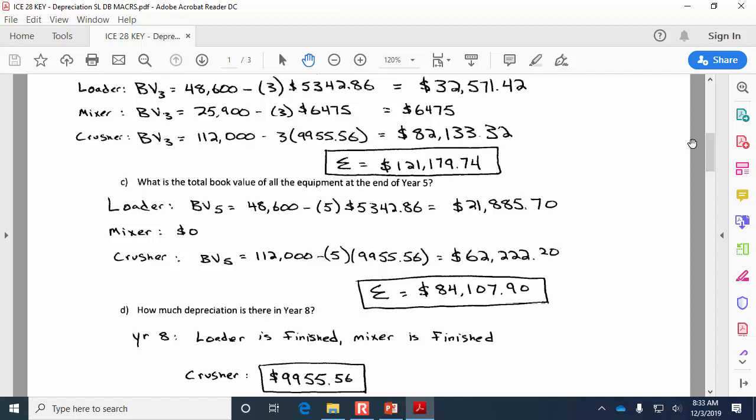So when a certain item depreciates down to 0 and doesn't have any more value, then the depreciation for that item is finished. For instance, in year 8, the loader and the mixer aren't going to contribute to depreciation anymore because they've already gone to 0. There's no such thing as negative value. So it's only the crusher that has some depreciation in year 8. Same with C. That's right. The mixer would go away, right? Yep, the mixer has no more value.